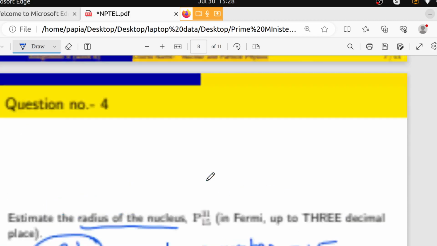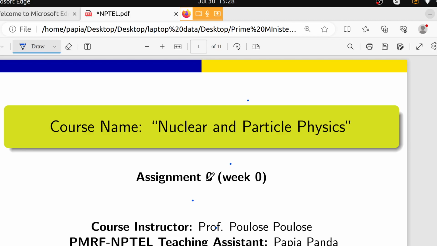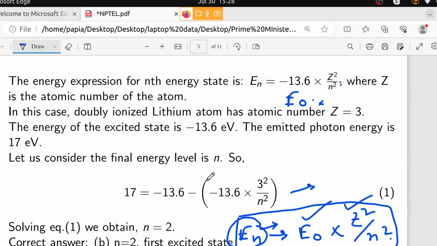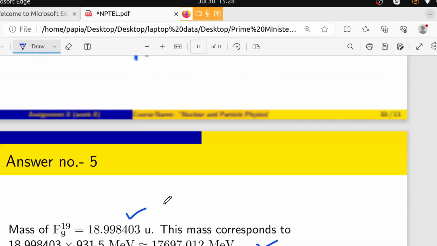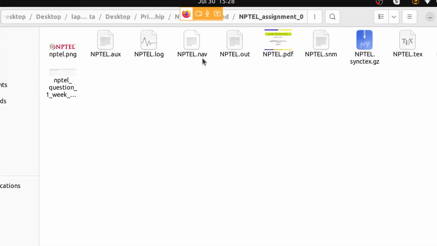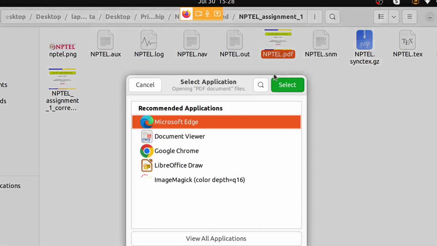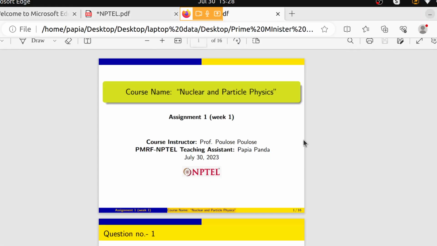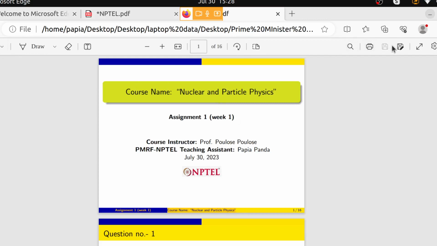So as a whole, these are the week 0 assignment questions, and not only that, the last 2 questions I have mentioned here, the 4th question and 5th question, were coming from the first assignment, I mean the week 1 assignment of the previous year. So I am just going to recall that first one also, because it's only half an hour. So this is the first week assignment.